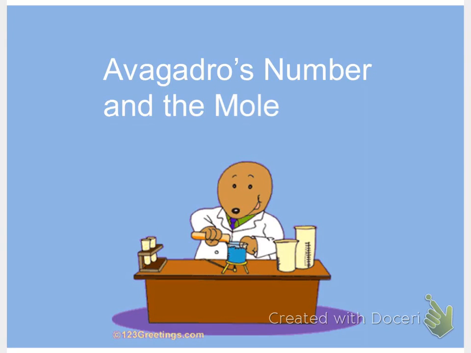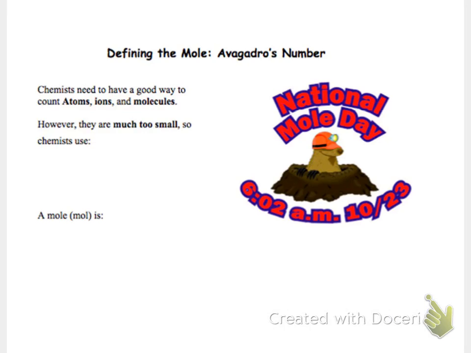This podcast is about Avogadro's number and how we use it to count something that we call the mole. Chemists need to have a good way to count things. We have to be able to count atoms or ions and molecules, depending on what we're talking about. And they're way too small and the numbers are way too big. So instead, we use the mole as a counting unit.